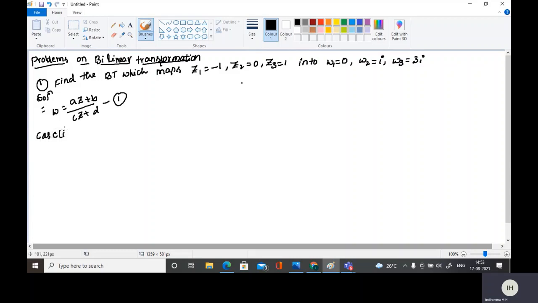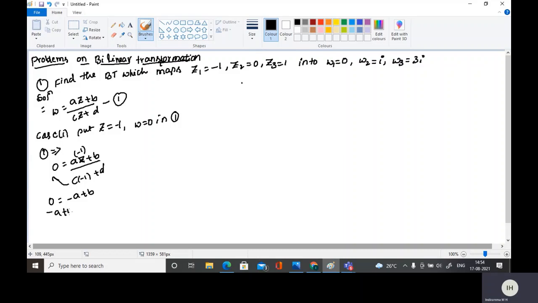Case 1. Put z is equal to -1 and w is equal to 0 in equation 1. So equation 1 becomes 0 is equal to (az plus b) by (cz plus d), where z is -1. Cross multiply. 0 is equal to -a plus b, or it can be written as -a plus b is equal to 0. So that is equation number 2. Next go for case 2.